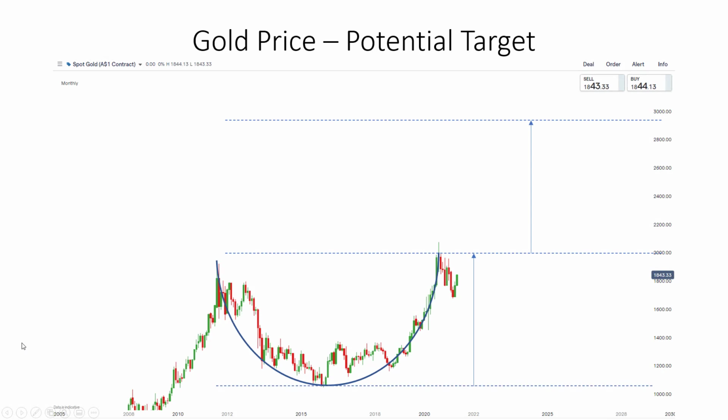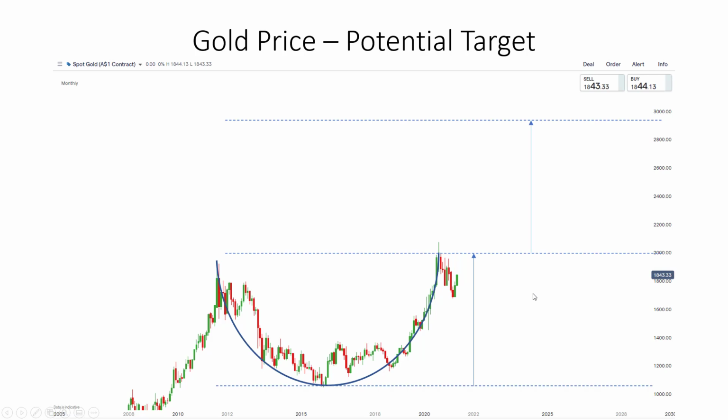Gold price potential price target. I've used the monthly chart of gold here, and it's basically showing the cup that I went through prior. It's showing this handle at the moment. But what we can do, in a very, very bullish scenario, is measure the bottom of the cup through to the top. In this case, we're measuring from above 1,000 US dollars through to that 2,000 level. And we would use that measurement to project our price potential target.